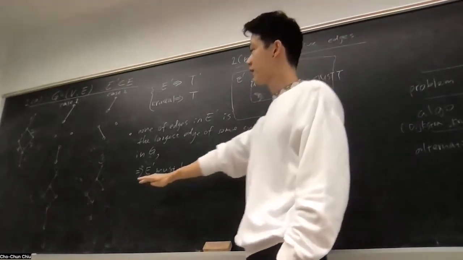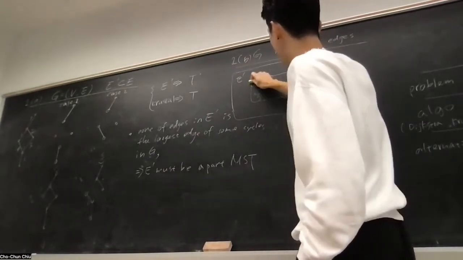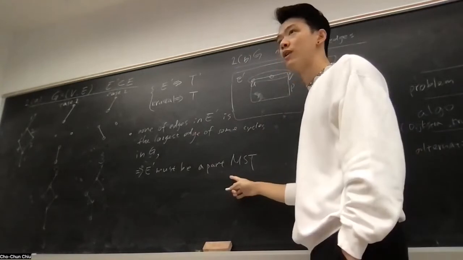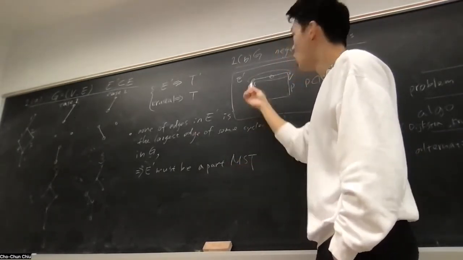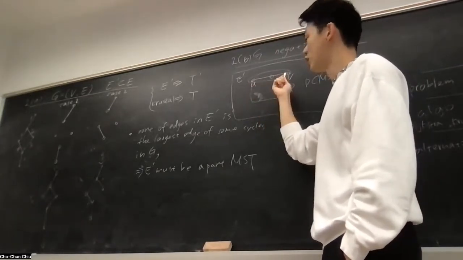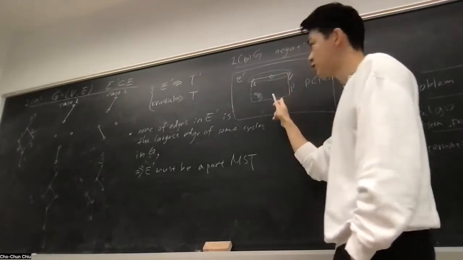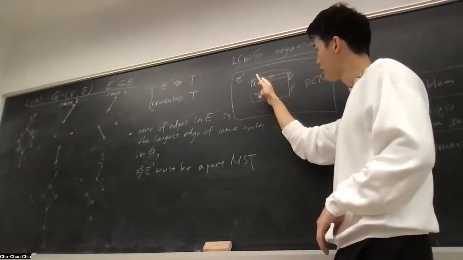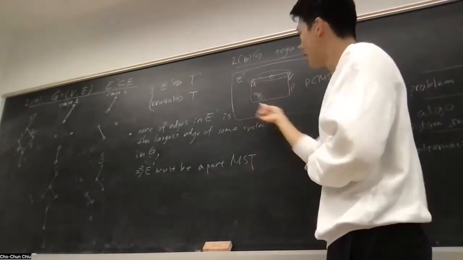And then we prove that by contradiction, saying that, okay, this E prime is not a part of the MST, right? If that's not part of the MST, we must connect those two nodes by another path, right? That other path is part of the MST, because this one is not part of the MST. And right now we have a cycle.